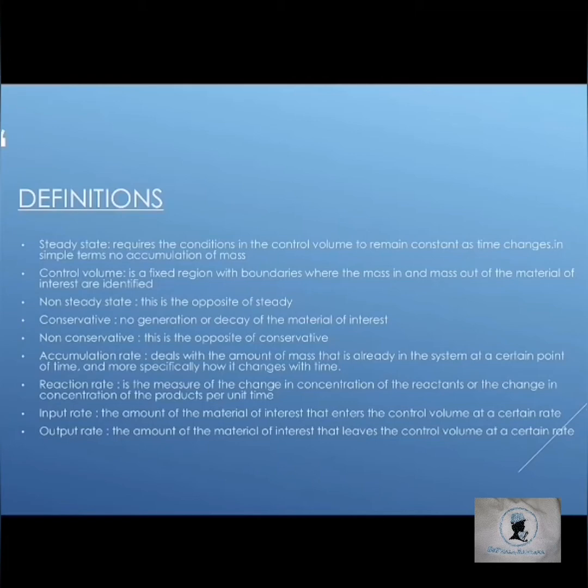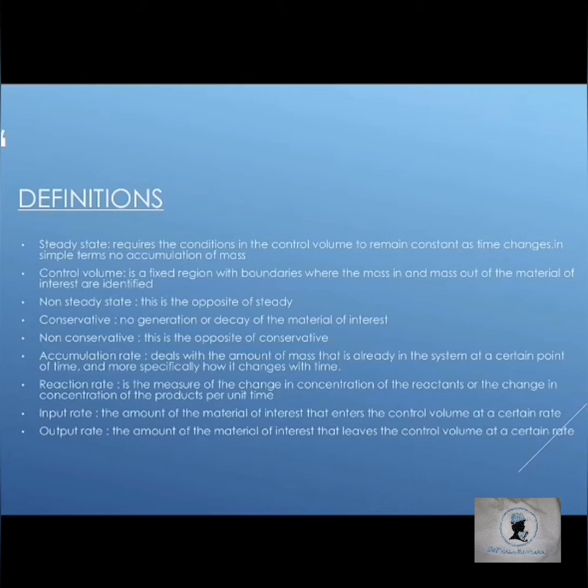And then we have conservative. Conservative means that there is no generation or decay of the material of interest. Non-conservative is the opposite of conservative, meaning there is generation and there is decay. An accumulation rate deals with the amount of material that is already in the system at a certain point of time, and more specifically, how it changes with time.